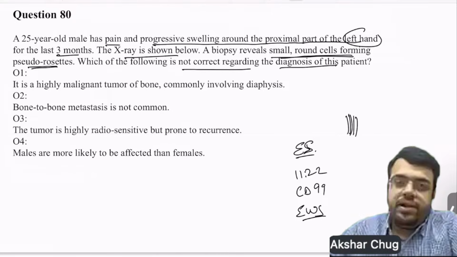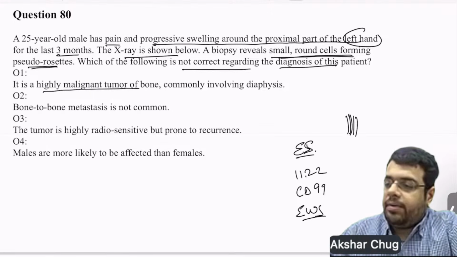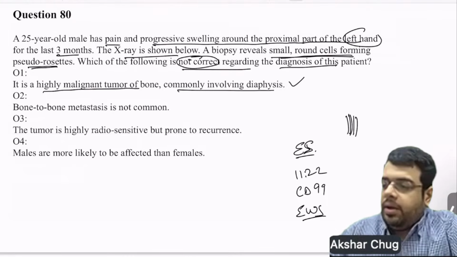So let's read the options. Highly malignant tumor of the bone commonly involving the diaphysis. Okay, this seems correct. What we are asked is what is not correct. Bone-to-bone metastasis is not common. So this is a wrong statement.